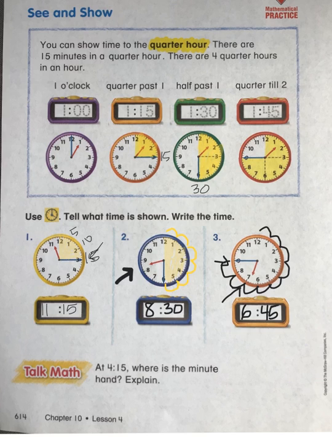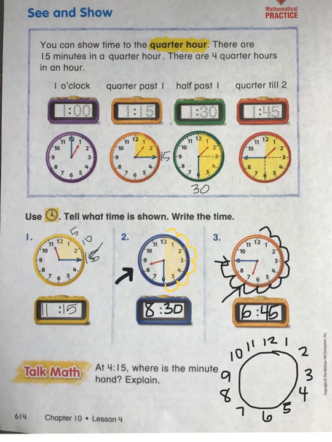Okay, at the bottom, talk math. So if it's asking at 4:15, where is the minute hand? The minute hand would be, let's see if I can draw our clock, right? Up at the top, we have the 12, straight down, we have 6. And then we'd have 1, 2, 3, 4, and 5. The 9 is right there. So we have 7 and 8 here, and then 10 and 11 right there.